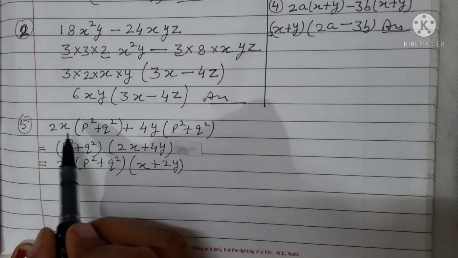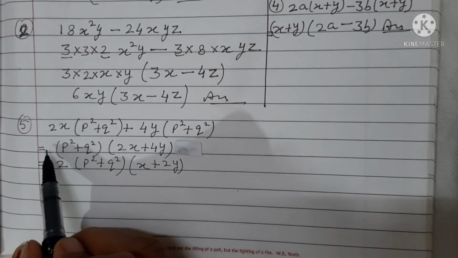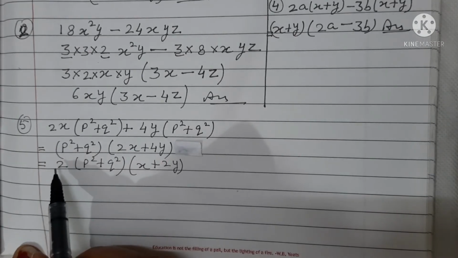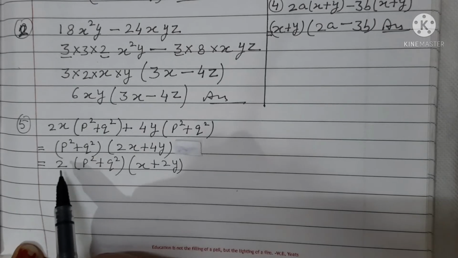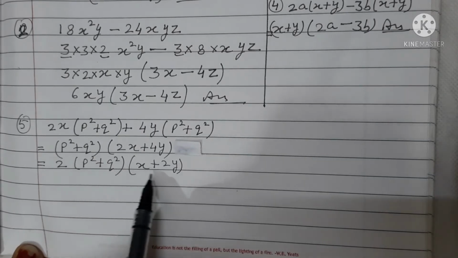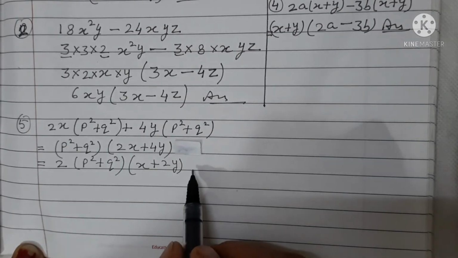So you can write it like this also. You can take 2 common in the first step. If you forgot, then you can take 2 common in the second step. So these are the factors of this polynomial. Answer.